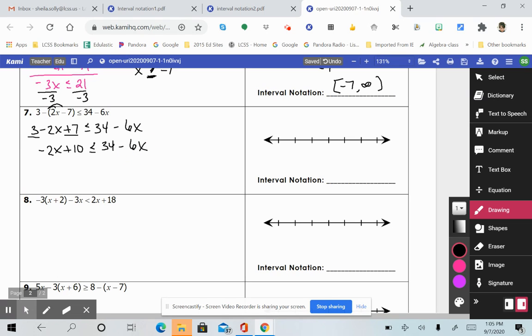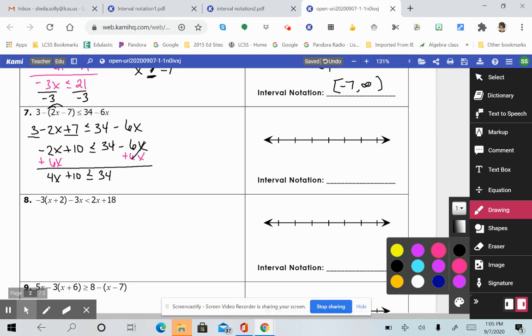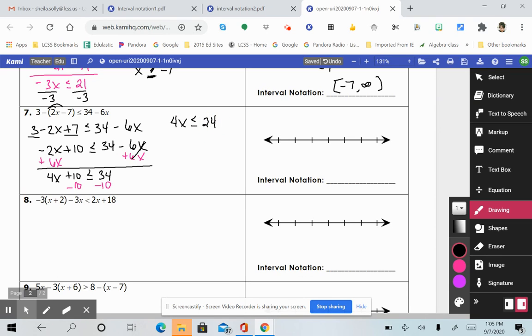Variables first, keep the variable on the left, which means we need to add 6x to both sides. Left to right, negative 2x plus 6x is 4x. Bring down the plus 10, less than or equal to 34, and this cancels. Next step would be to subtract 10 from both sides. When we do, we get 4x is less than or equal to 24. Now divide both sides by 4. Because that's a positive number, we do not flip, so we get x less than or equal to 6.